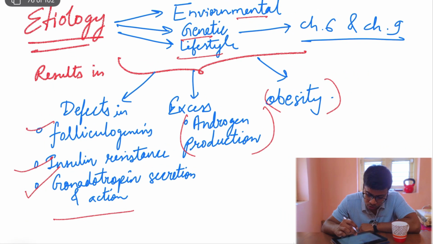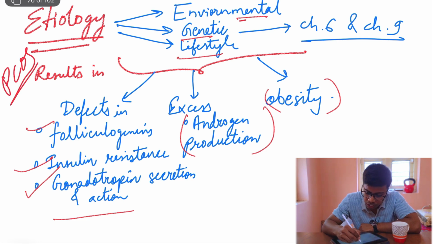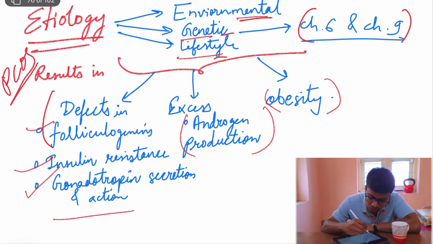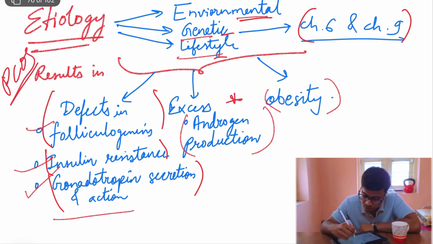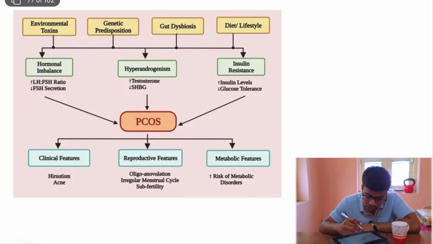See, so the etiology of PCOS. First, environmental, genetic, and lifestyle factors are important. Apart from chromosome 6 and 9 defects, this will lead to defects in folliculogenesis, and that will lead to anovulation. Insulin resistance will be there, and gonadotropin secretion and action. Excess androgen production will be there, and obesity will be affecting the PCOS patient, and that makes it a difficult condition.